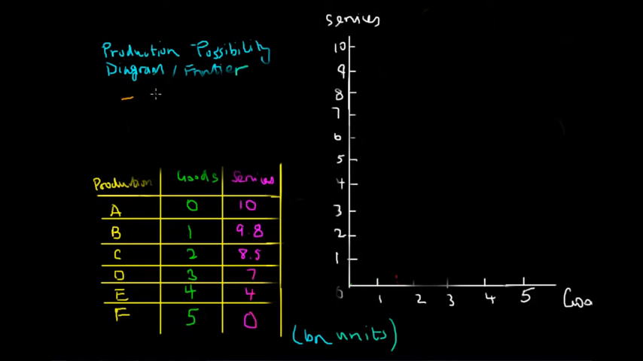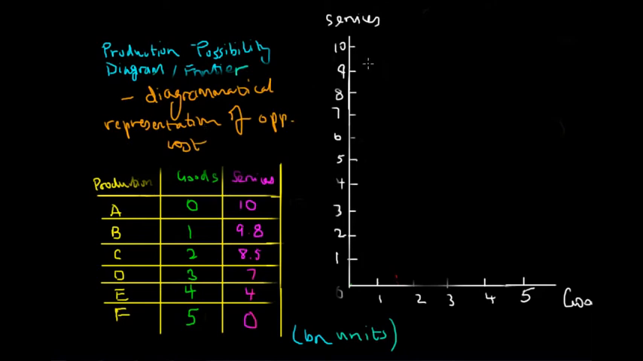So the production possibility diagram, or the production possibility frontier, is a diagrammatical representation of opportunity cost. Now, for simplicity, we're going to assume that this nation only produces goods and services. Of course, in reality, nations produce a lot of goods and a lot of services, but this can't be mapped in a two-dimensional space. So for country alpha, we're going to assume that they only produce goods or services.